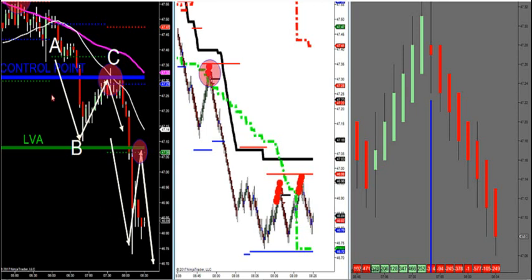In other words, in a downtrend, we never buy LVA. We're smarter than that. A lot of market profile books say buy LVA. Not if it's in a downtrend; you let it break retest. You let the control point break retest.